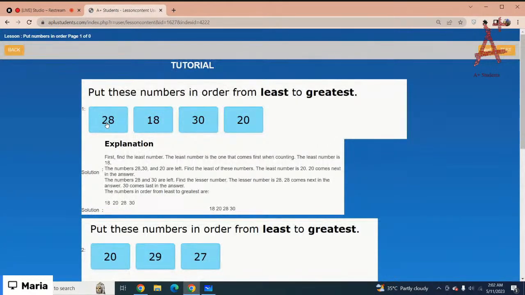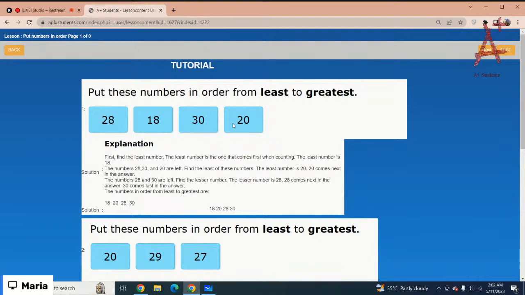Least to greatest means you have to write down the least number first and then move on to the greater numbers. You have to follow the order from least to greatest. So you have the numbers 28, 18, 30 and 20. You have to find the number that is the smallest one. Which number is the smallest out of the four numbers? 18 is the smallest one.